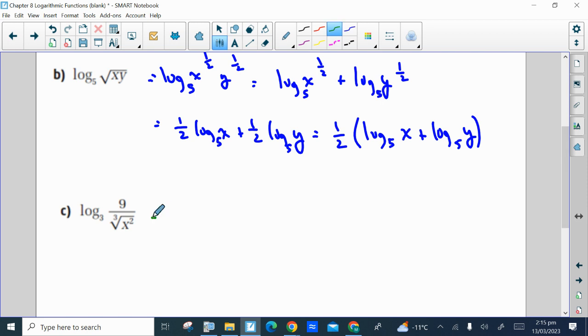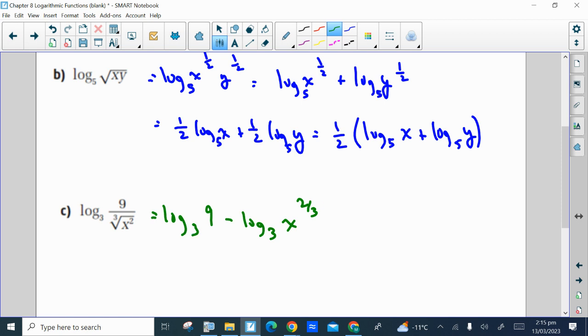Okay, for question C, because it's 9 over the cube root of x squared, this will be the same thing as the log base 3 of 9 minus log base 3. And instead of writing it as a cube root of x squared, you might write it as x to the power 2/3.